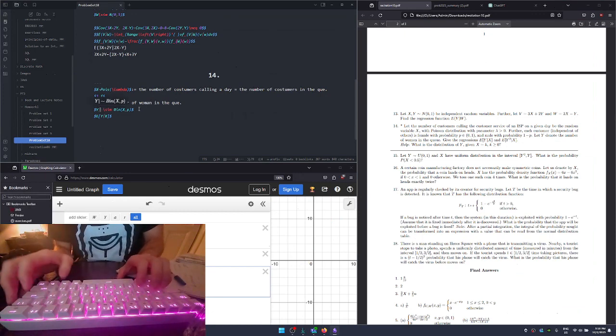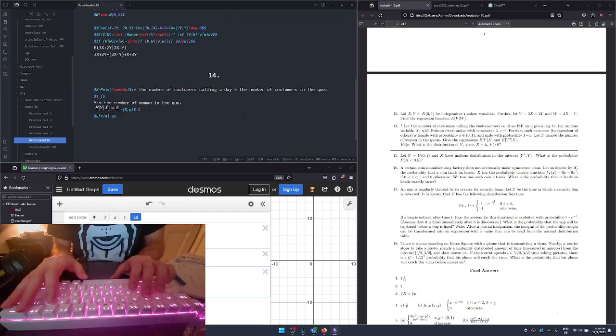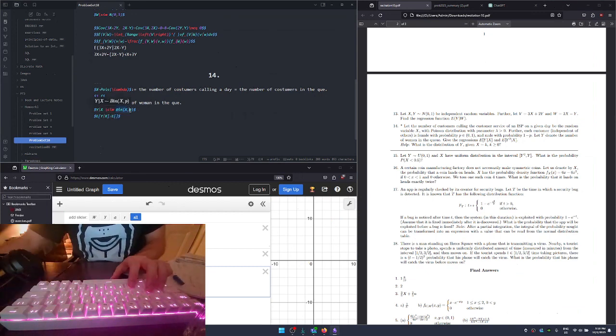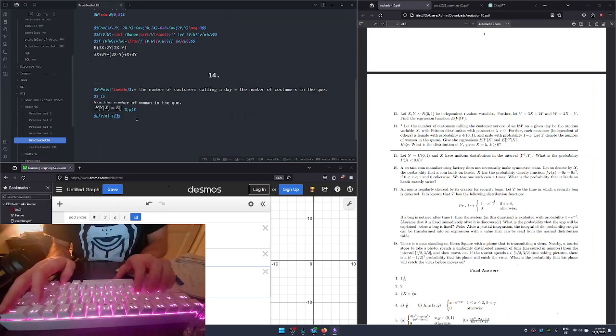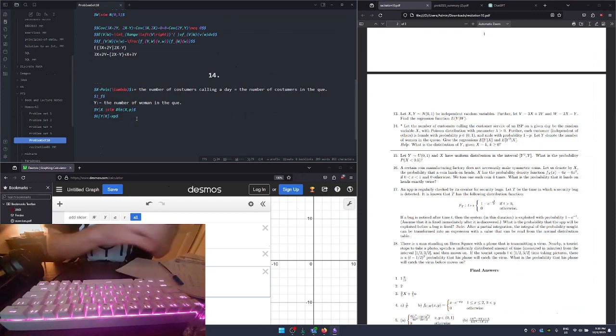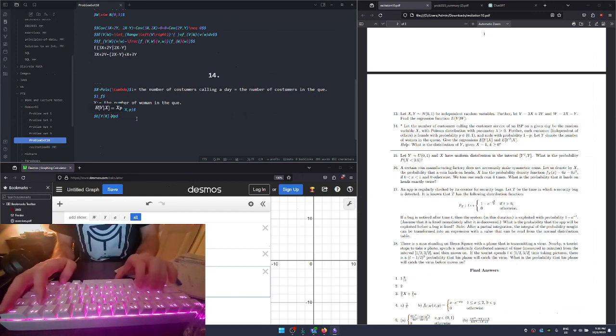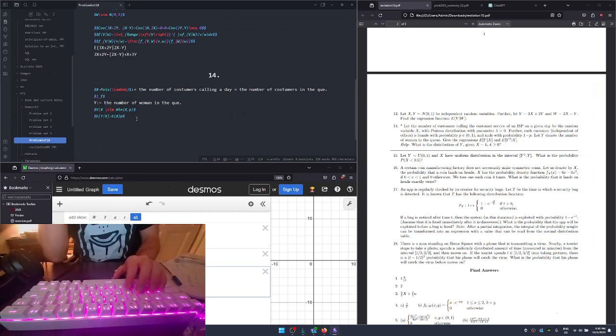Well, this is y given x, right? Because your y given x is this. If you want to find y given x, the expected value of this is equal to the expected value of a binomial, which is just x times p. But well, it's just the expected value of x times p.